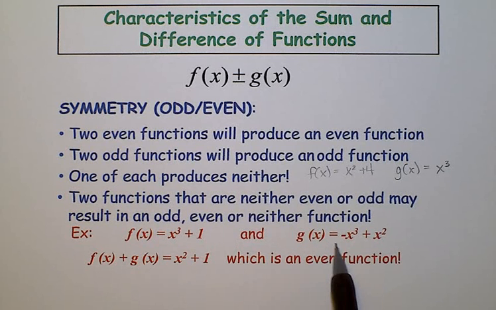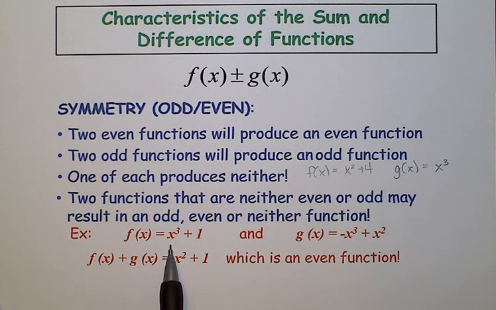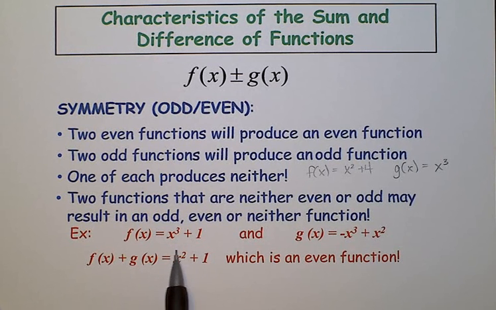Two functions that are neither even nor odd may result in an odd, even, or neither function. The other one that's a little bit interesting is, if you combine two functions that originally were neither even nor odd, you may end up with a new combined function that ends up either being even or odd. So here's an example. Here's a cubic function. This is neither even nor odd. Remember, if you plug in negative x instead, you'll notice that this is not going to be an even function or an odd function. And here's g of x. Again, this is neither even nor odd.